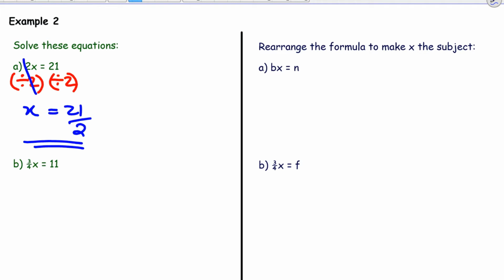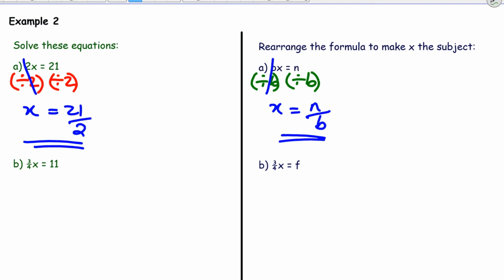We can apply the same method to make x the subject here. Divide by b, divide by b. And of course, we can see that if you divide by b on each side on the right, b divided by b is 1. So x will be equal to n over b.